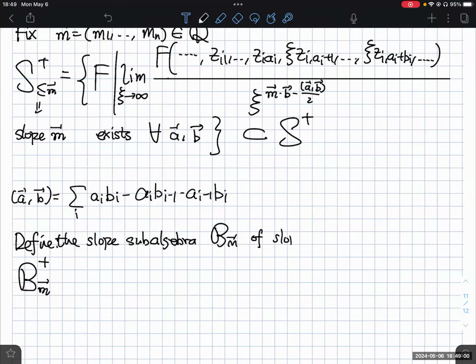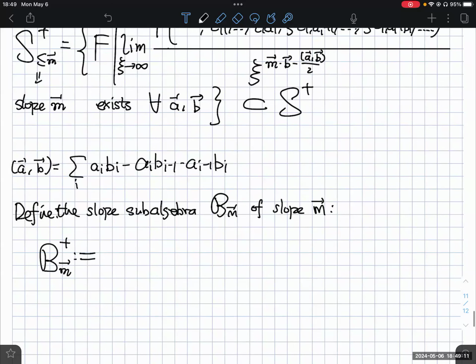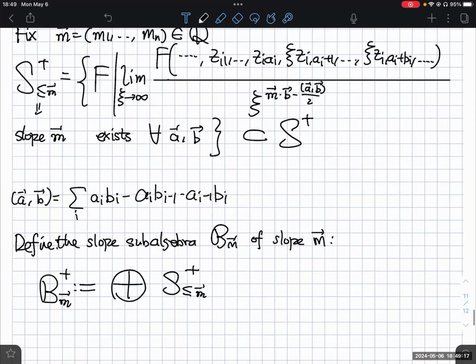Of slope n. We take this slope subalgebra. It is defined as a vector space. We can define it in the following way. We take the slope m function space, then intersect it with each of the graded spaces.